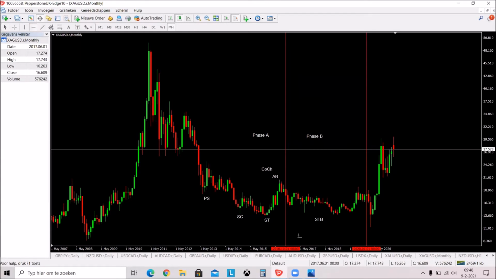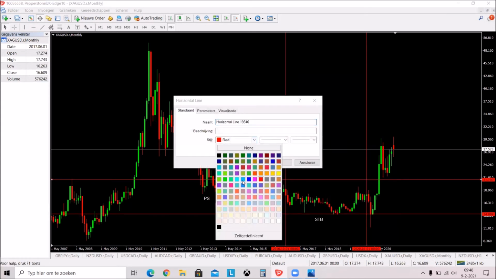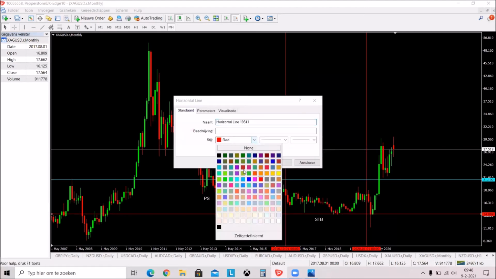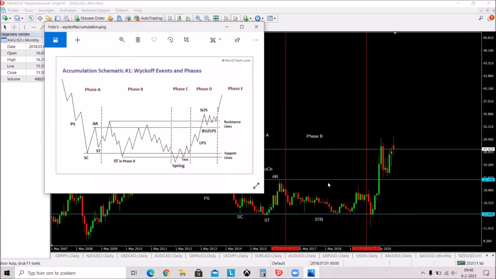I'm also going to draw in the lower part of the range and the higher part of the range, which is also very important, and it's something you need to do when you are analyzing these ranges, because you want to see what happens at the boundaries of the ranges. All right, that's phase B.